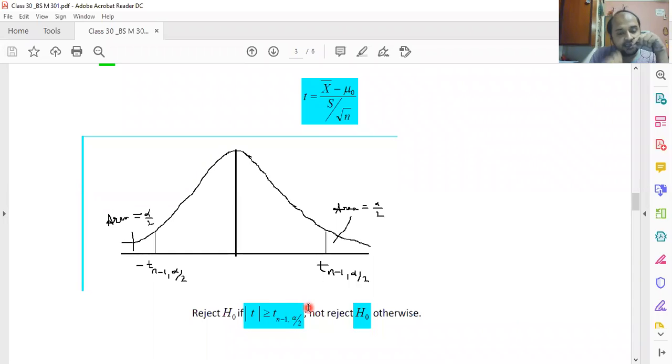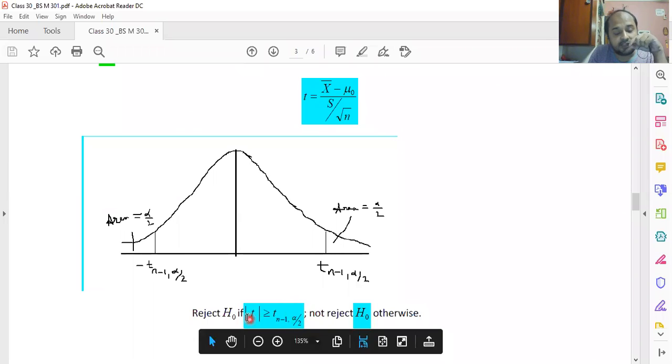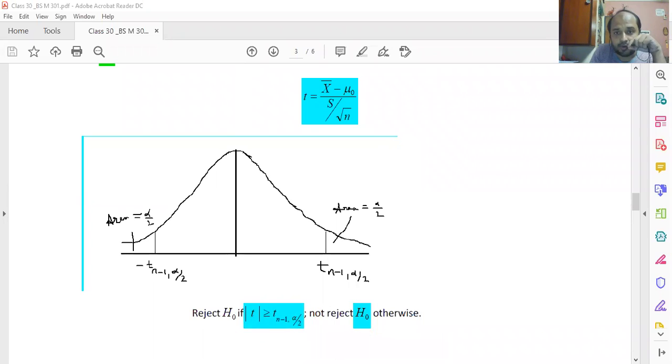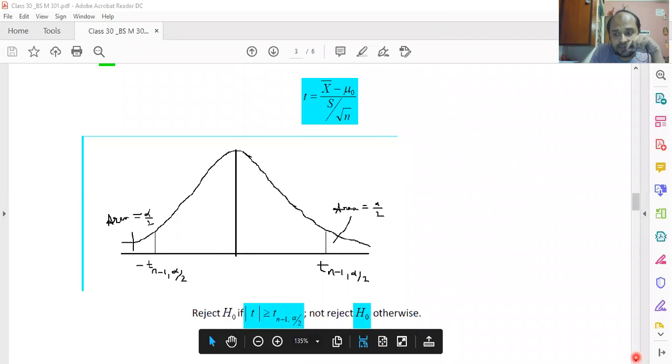So once we find the value of the t, we take the absolute value of that, and then after this we compare this with this value. If we find that our absolute value is greater than or equal to the tabulated value, we reject our null hypothesis. Otherwise, the null hypothesis is accepted. Okay, so let us go to a problem of this particular situation.